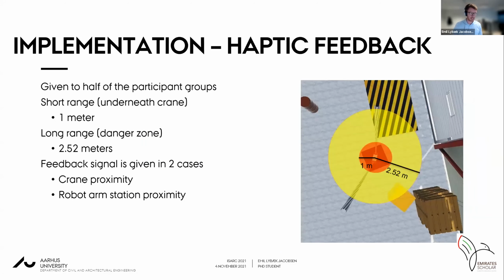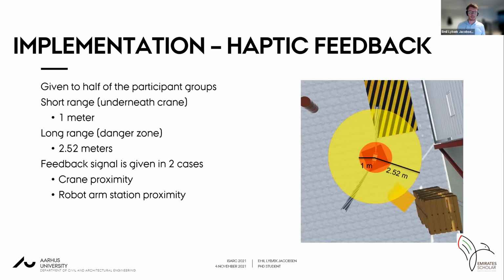For the haptic feedback, we have given this to half of the participant groups. So we have groups with and without feedback to assess the haptic feedback and if it actually does something. And the haptic feedback is given both for the short range, so when people are underneath the crane, as we see here on the right, but also for the long range, so when people are in what we determine as the danger zone.